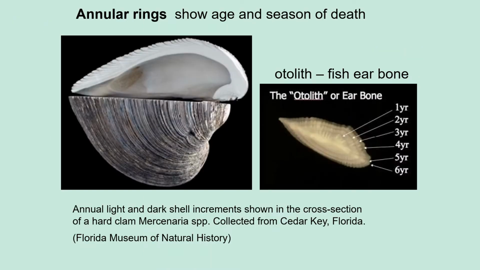Annular rings may also show age, and not only age, but season of death. So for example, on the left, you see a clam with annual light and dark shell increments. On the right, a fish ear bone, known as an otolith.